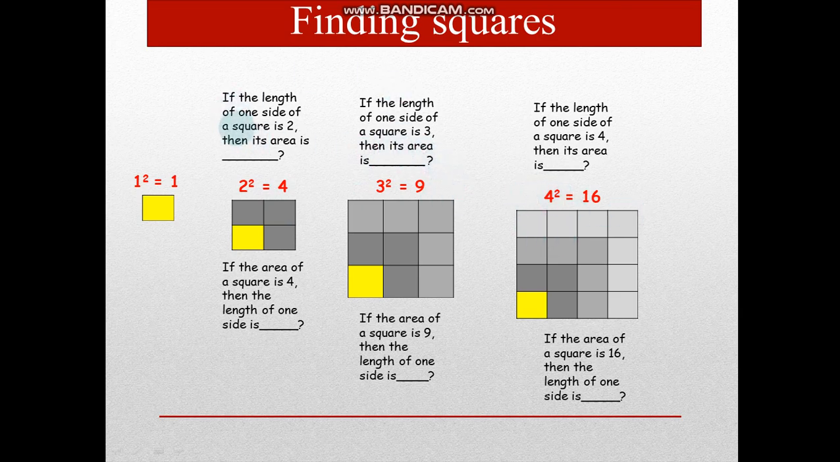Here it is asking that if the length of one side of a square is 2, then its area is, we have to find the area of this square, whose 2 square equals 4. And if we take the radical of 4, we get the same side, which is 2.